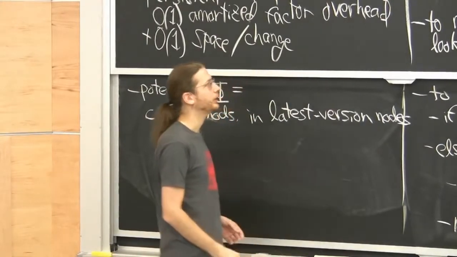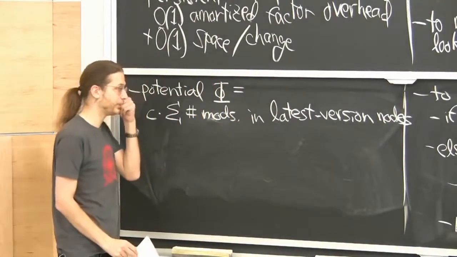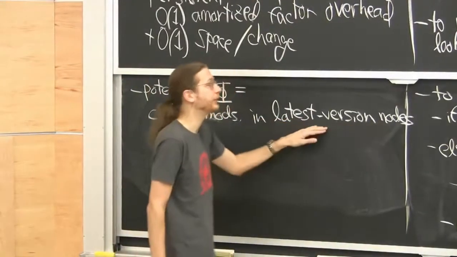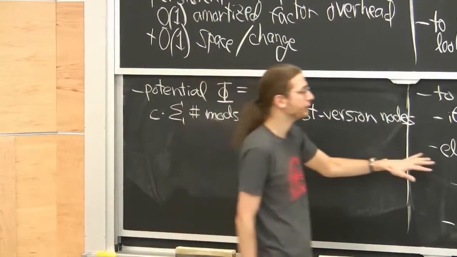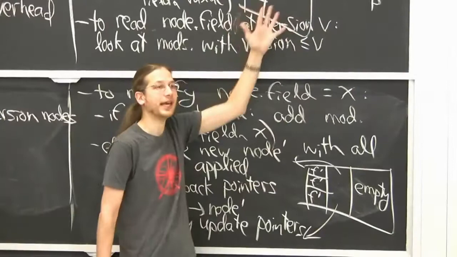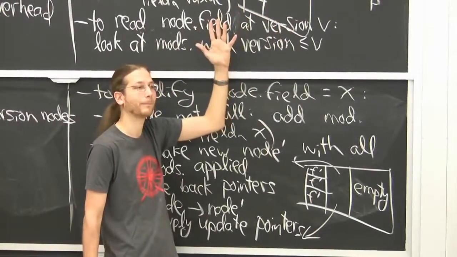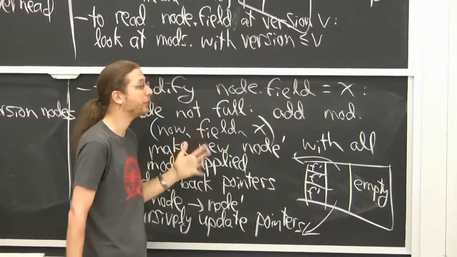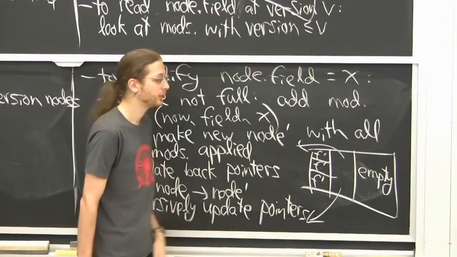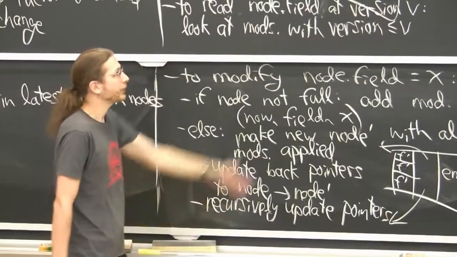Because we're only changing the latest version, I really only care about nodes that live in the latest version. What do I mean by this? Well, when I made this new node prime, this becomes the new representation of that node. The old version is dead. We will never change it again. If we're modifying, we will never even look at it again, because now everything points to here. So I don't really care about that node.